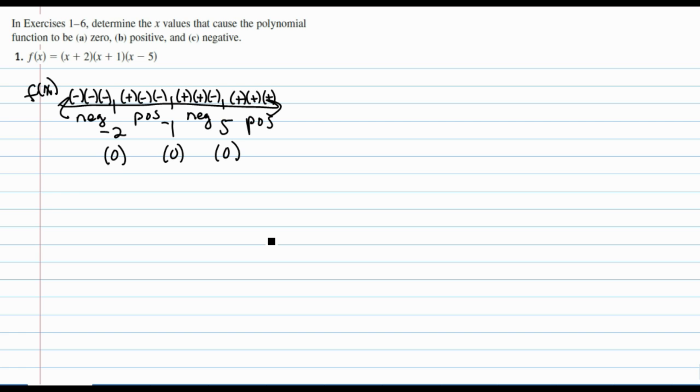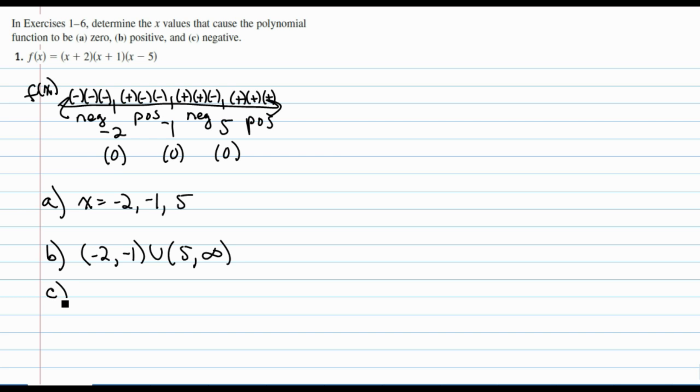So now I can answer parts A, B, and C. A, what x values cause the polynomial function to be 0? Those are x equals negative 2, negative 1, and 5. The zeros. Oh my gosh, coincidence? No. Alright, so then B, what x values cause the polynomial function to be positive? Those are the values between negative 2 and negative 1, and then again after 5, but you can't include any of those because those make the function 0.